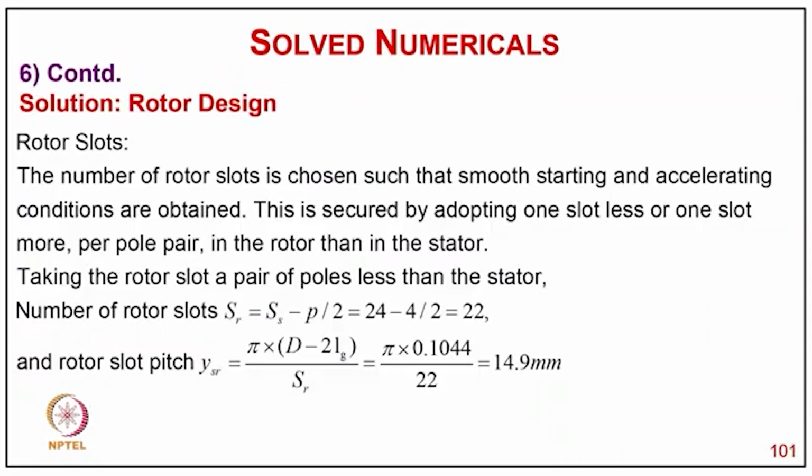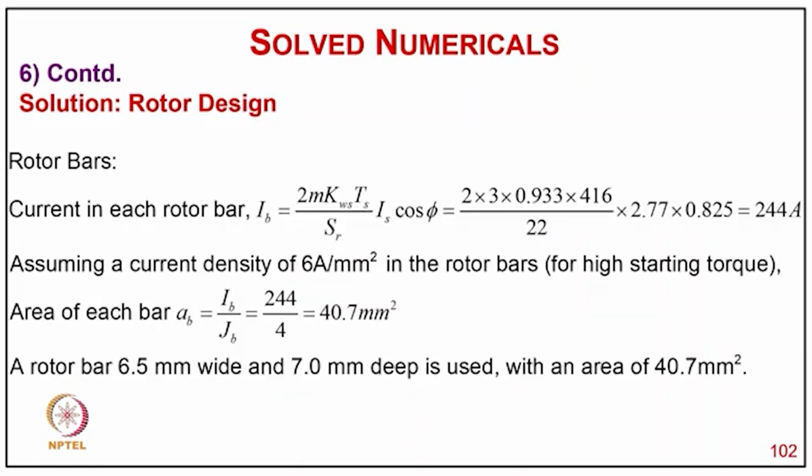Now coming to selection of rotor slots calculation. The number of rotor slots is chosen such that smooth starting and accelerating conditions are obtained. This is achieved by adopting one slot less or one slot more per pole pair. So in the rotor, taking rotor slots per pole less than 1, the number of rotor slots SR equals SS minus P by 2, this comes 22, and rotor slot pitch is pi into D minus 2 LG by SR, so it comes 14.9 millimeter.